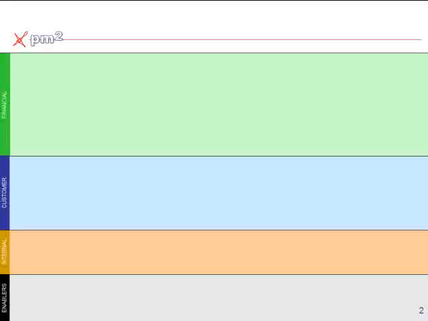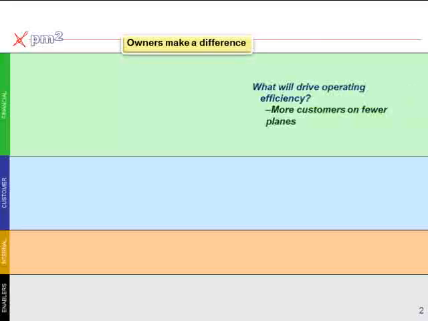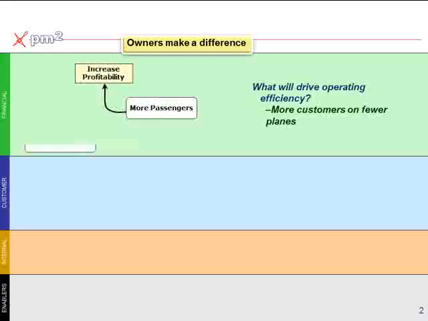Now, for, let's say, a discount airline like WestJet, their overall objective might be something like owners make a difference. On the financial perspective, they might hypothesize that to create financial success and operating efficiency, they need to cram more customers on fewer planes. So as a strategy model, it would look like this. Overall, to increase profitability, we need either more customers or fewer planes, or ideally both of those objectives.